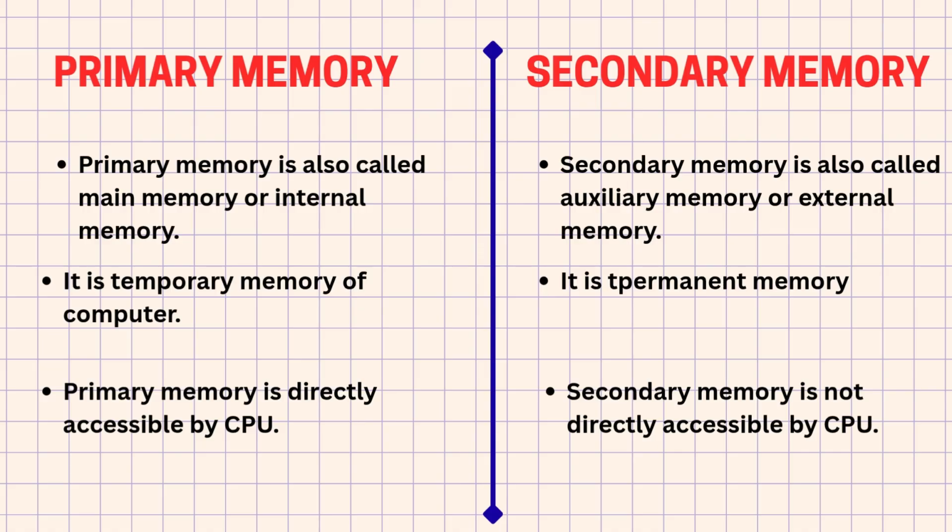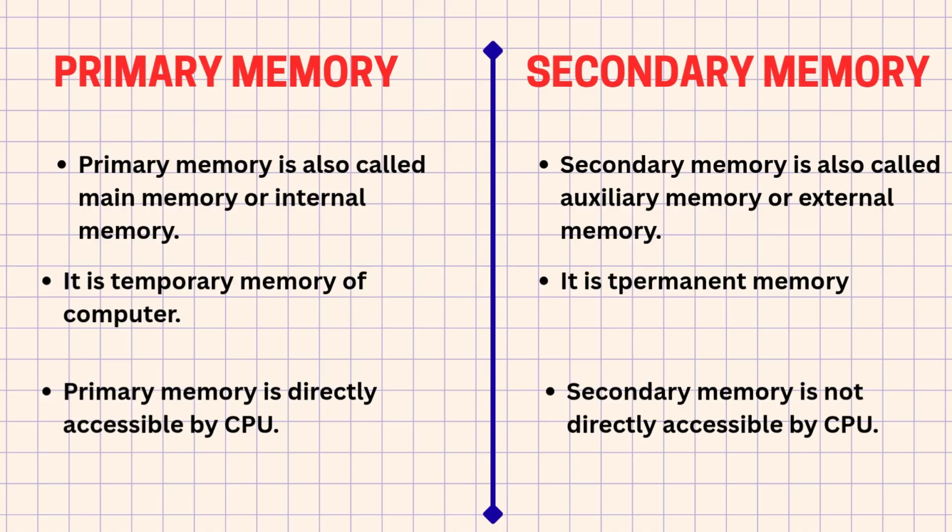Primary memory is also known as main memory or internal memory. It is temporary memory, which means the data is lost when the computer is turned off. This memory is directly accessible by the CPU, so it plays a key role in running programs and processing data quickly.